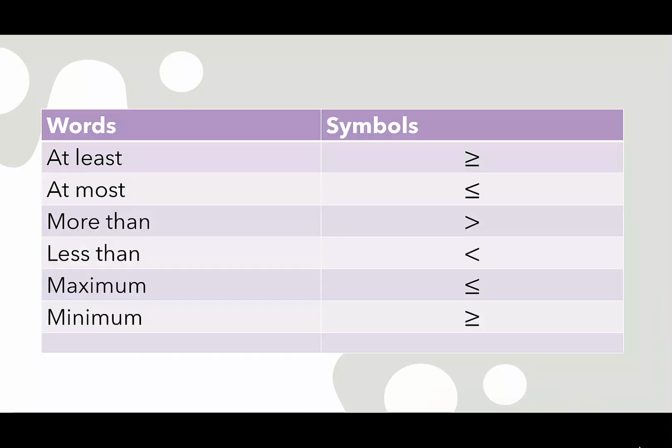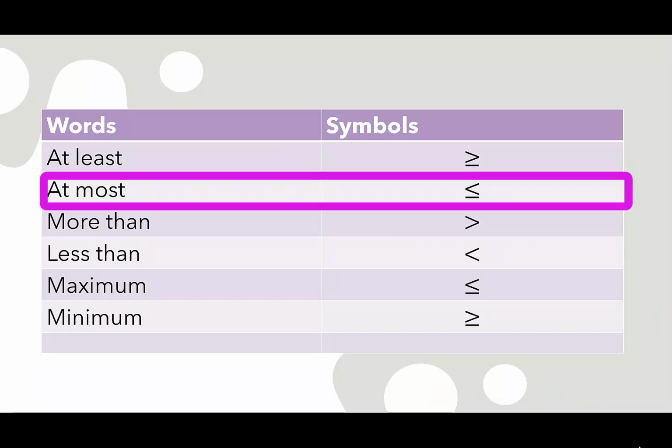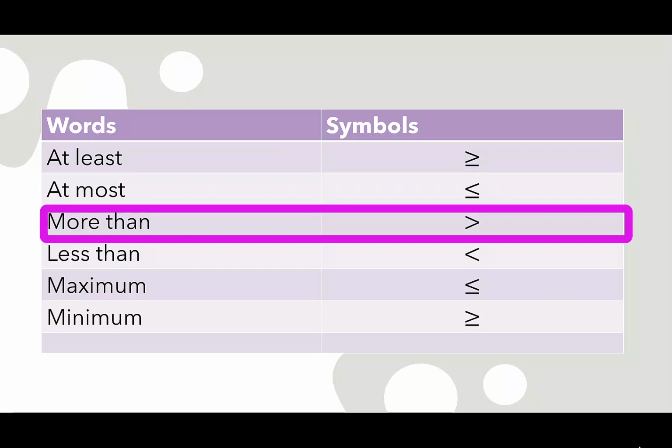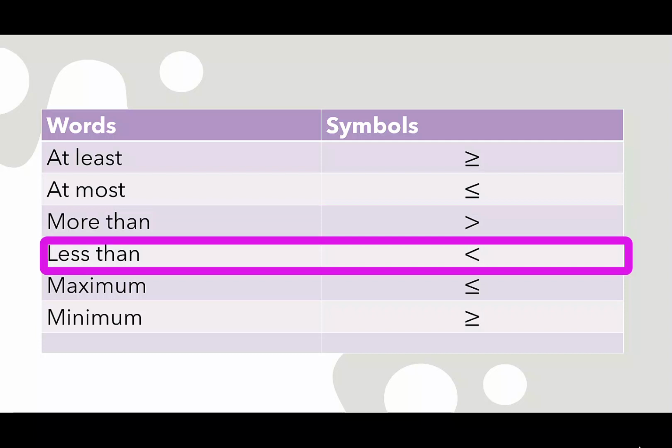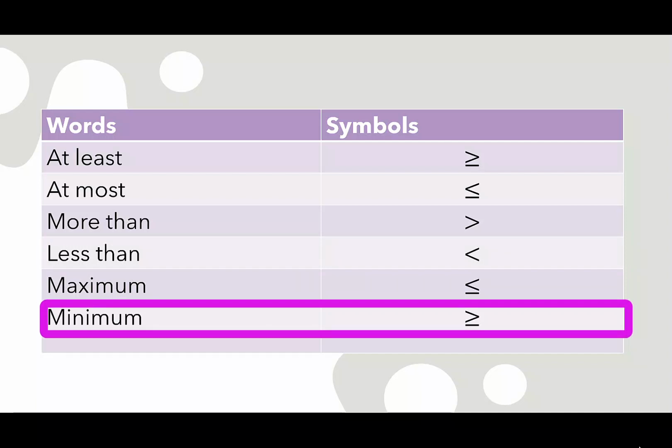So as a quick recap, let's look at our words and our symbols. At least translates to greater than or equal to. At most is less than or equal to. More than is strictly greater than. Less than is strictly less than. Maximum says we have less than or equal to. Minimum says we have greater than or equal to.